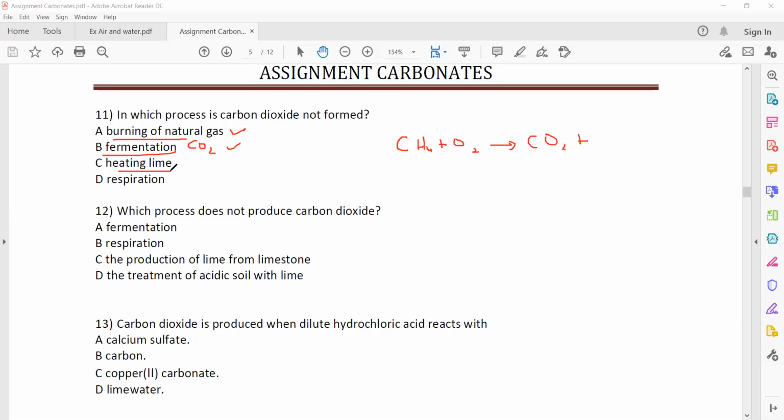Heating a lime, lime means calcium oxide. So heating a lime does not produce carbon dioxide, because lime does not change, limestone changes. Respiration also, what happened in respiration? So glucose, C6H12O6 plus O2 gives CO2 plus H2O. I'm not balancing the equation. So all the three processes are emitting carbon dioxide. Heating a lime, which is calcium oxide, does not produce carbon dioxide. It's not a limestone, it is a lime. Lime means calcium oxide.